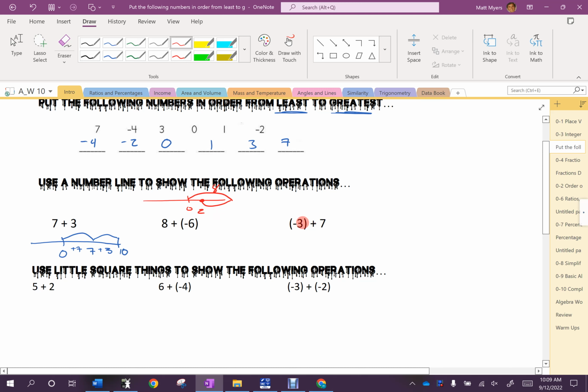Right? And how do I do the third one? Where do I start? -3 to the left. So I go left, 1, 2, 3, -3, and then what? +7. So I go right how far? 7. So 1, 2, 3, 4, 5, 6, 7. And where do I end up? +4. Easy peasy lemon squeezy, yes? All right.